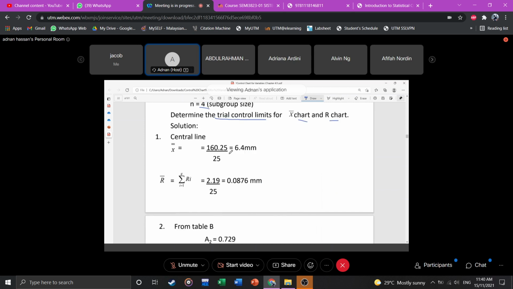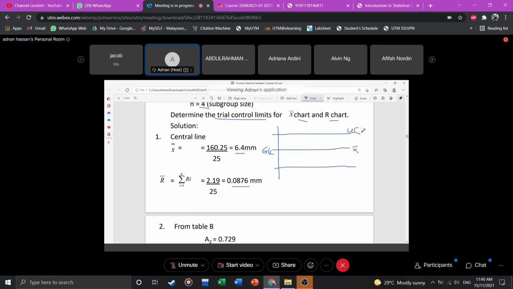So the summation of this X bar, 160.25, divided by 25, you get this as the central line, 6.4. And for R bar, the summation of Ri divided by 25, you get this. So now you are ready to construct the control chart or X bar chart.